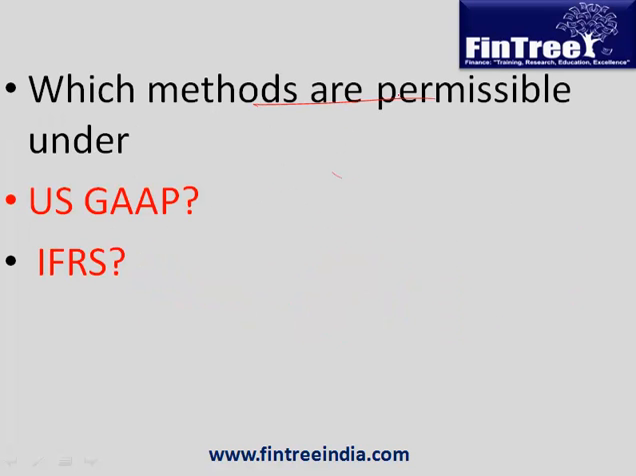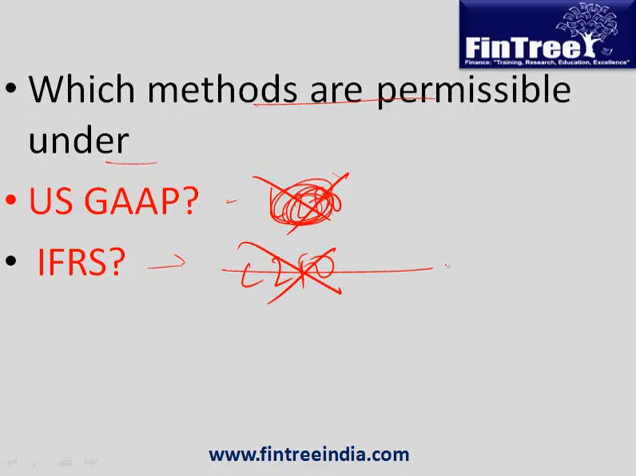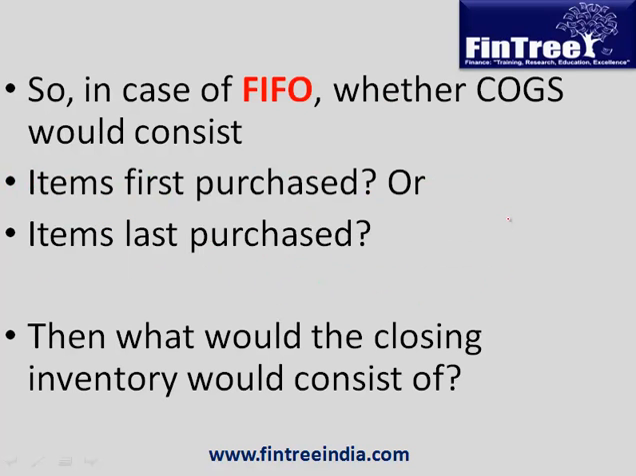Now, which methods are permissible under US GAAP? LIFO is not allowed. Everything else is permissible. Sorry. In IFRS, LIFO is not allowed. Everything else is permissible, and under US GAAP all the 4 methods are permissible. So in case of FIFO, COGS would consist of first purchase, first in, first out, and the closing inventory would consist of items last purchased.